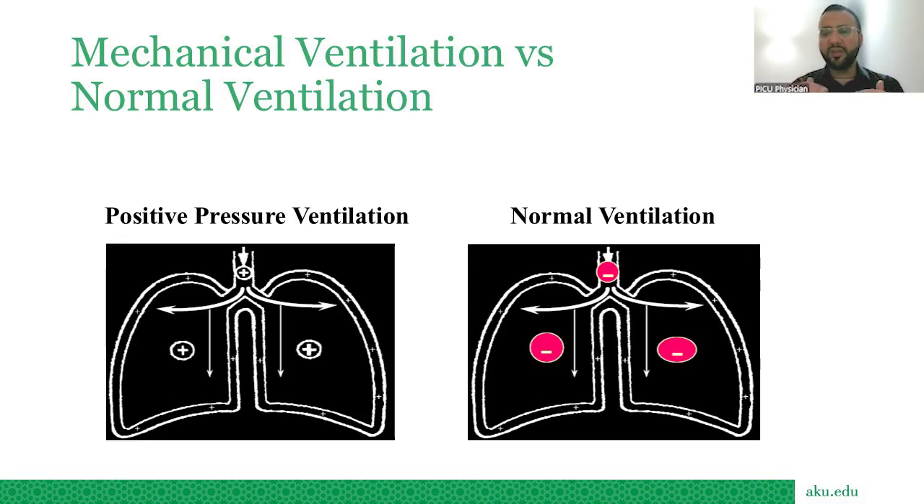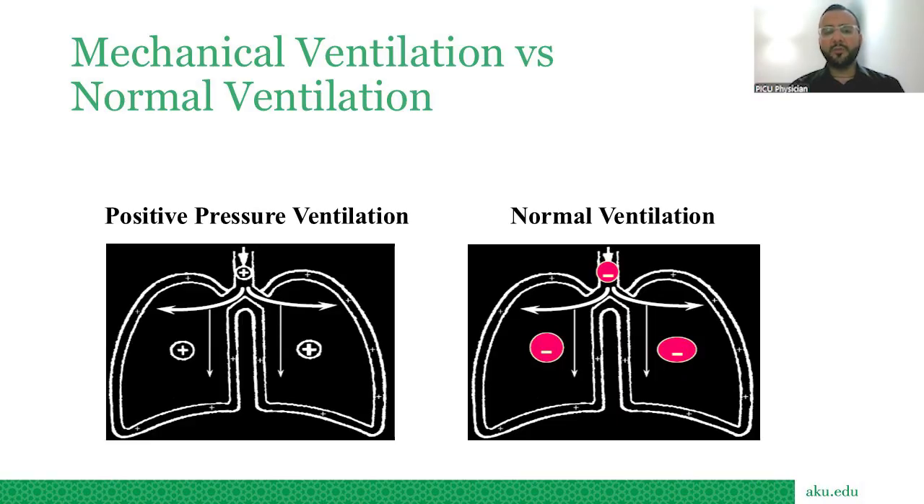Our diaphragm comes down, and that creates a negative pressure in the intrathoracic cavity. So the atmospheric pressure is zero, the intrathoracic pressure is negative. From zero to negative, this is the pressure gradient through which the air travels through our mouth and enters into the lungs. So this is the normal mechanism of breathing.